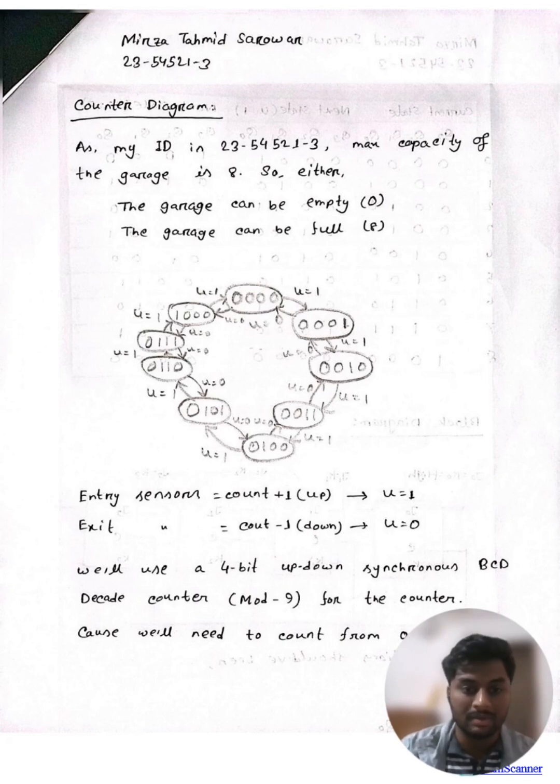This is the representation of the counter diagram, and we will use a 4-bit up-down synchronous BCD decade counter, and we will use mod 9 for the system design. The reason for mod 9 is that we need to hold 8 cars inside the garage to reach the maximum capacity. So it will be not 7, it will be 8, as we can hold a maximum of 8 cars in the garage.